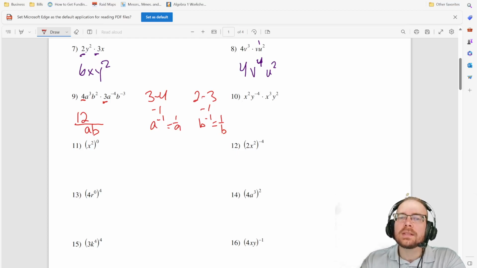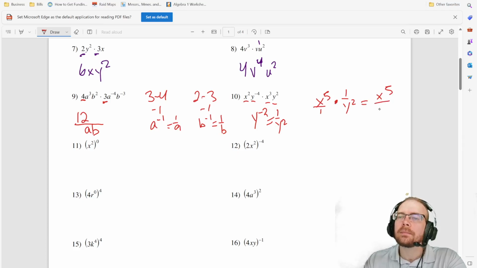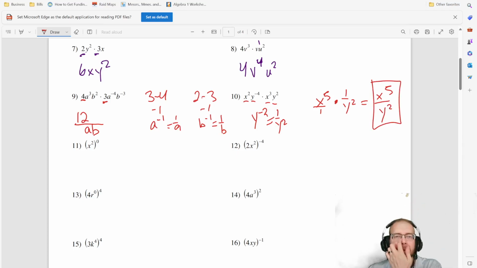All right, so then this is x^2 and x^3. 2 plus 3 is 5, so that's x to the 5th. Then I have y^-4, y^2. So it's going to be y to the negative 2. 1 over y squared. So that's times 1 over y squared. Because remember, that's going to be over 1, right? So if you're multiplying across, then it looks like that. And there we go. We got it.